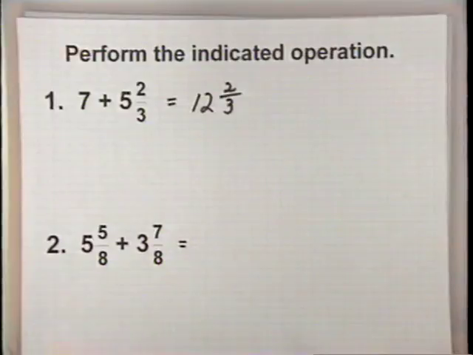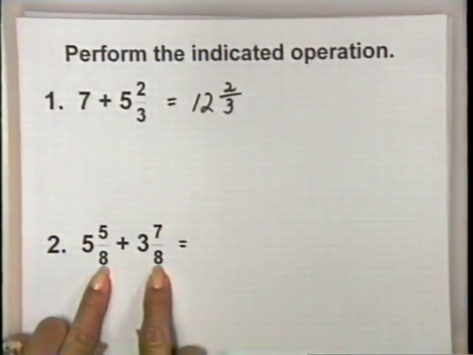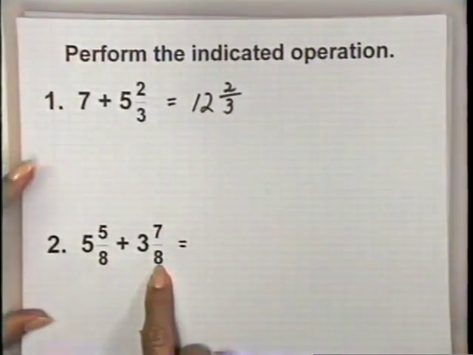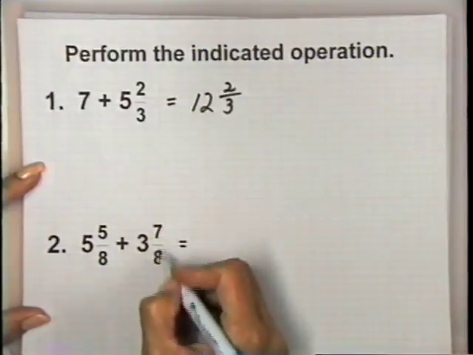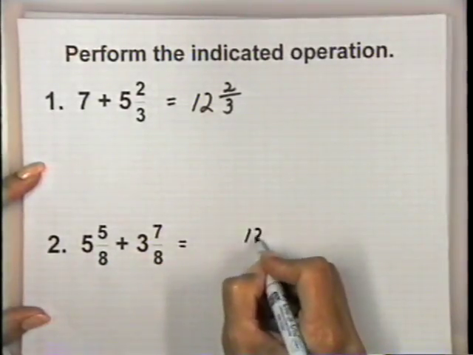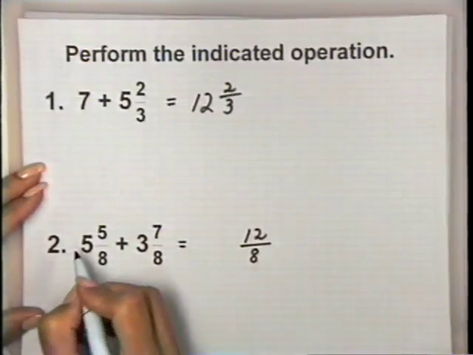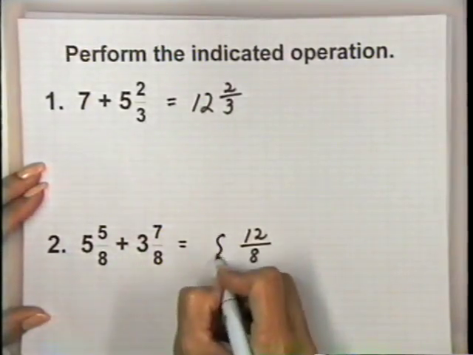Remember, I want to add the fractions to the fractions and the whole numbers to the whole numbers. When I get ready to add the fractions, of course they have to have the same denominator. In this case, they do. I'll say 5/8 plus 7/8. That will give me a fractional part of 12/8. Now let's add the whole numbers. 5 plus 3 will give me 8.